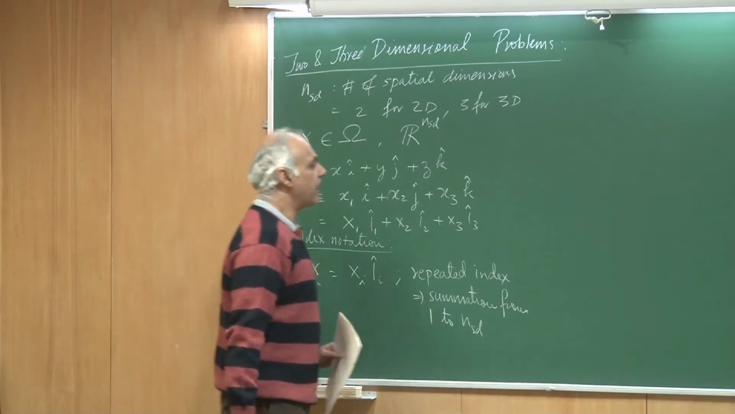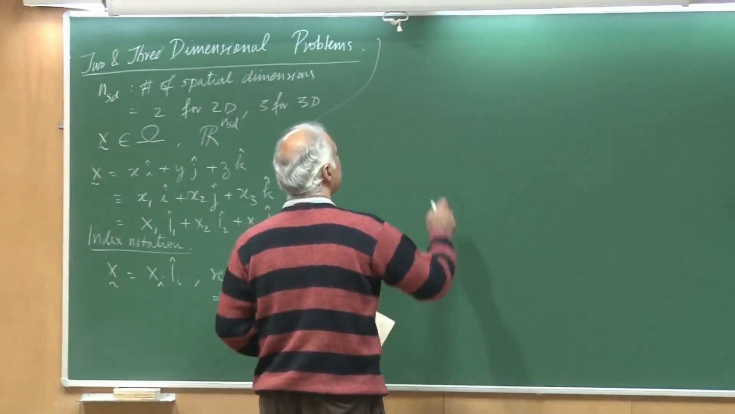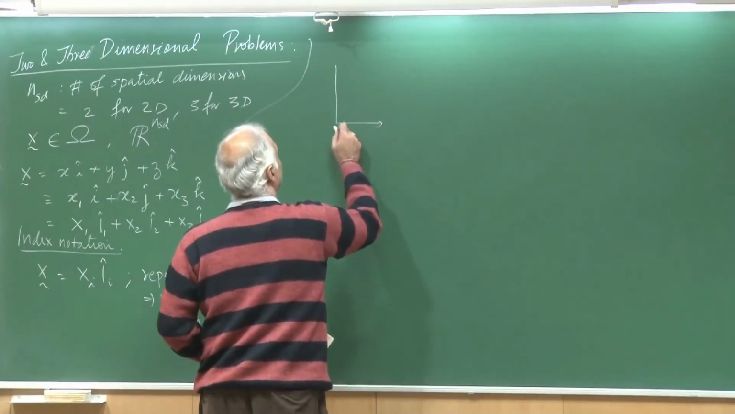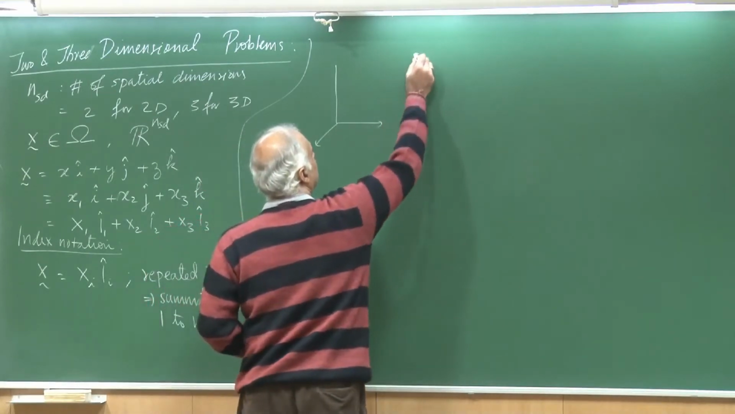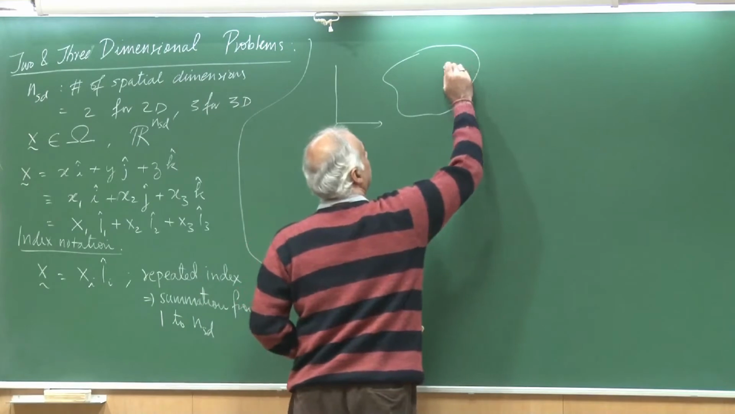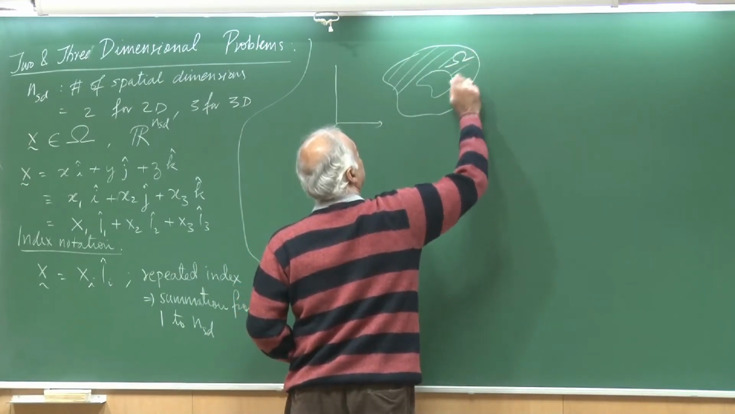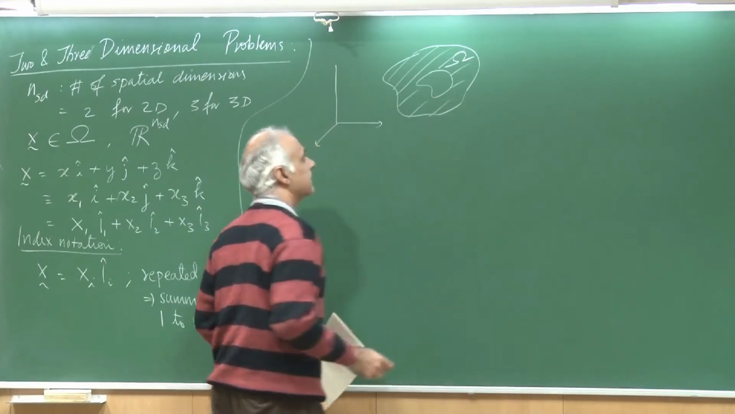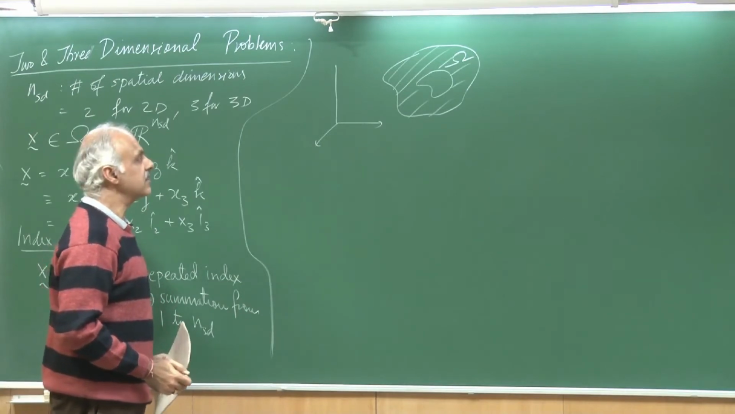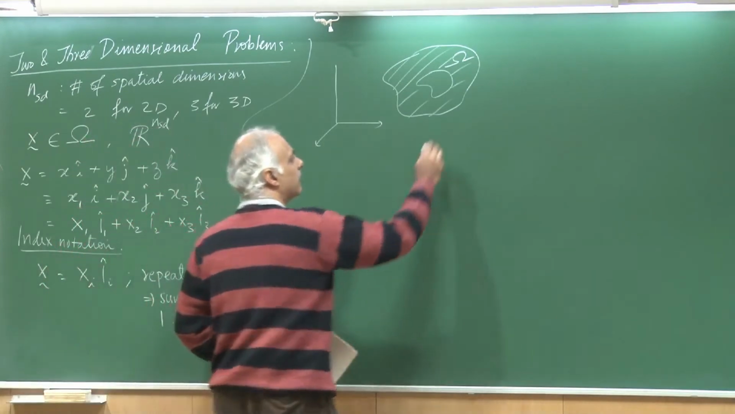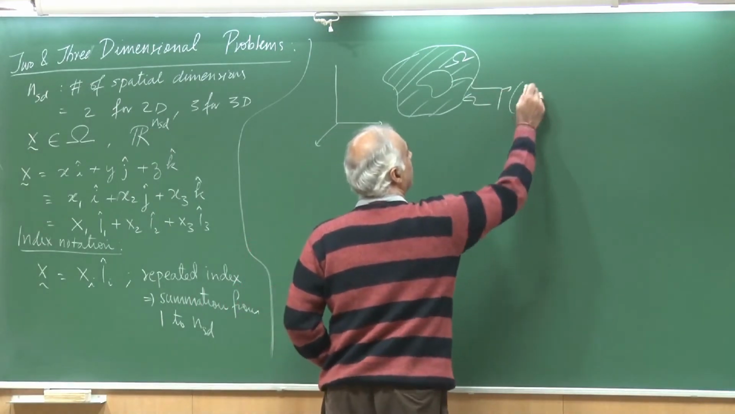Let me denote my domain in terms of, let's say, these are the Cartesian directions, and I could say this is my domain omega, and perhaps there is a hole in it, just to be more general. Okay, this domain could be in 2 dimensions or in 3 dimensions. I am going to denote gamma as the boundary of omega.